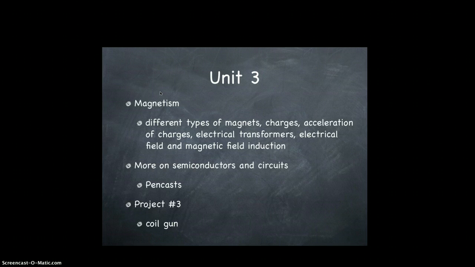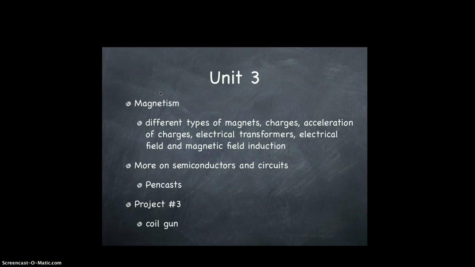Unit number 3 was all about magnetism. We learned about different types of magnets, permanent magnets, earth magnets. We learned about charges, which also tied into the static electricity topics from before. We learned about acceleration of charges, electrical transformers, electric field and magnetic field induction. And that, I mean, when you have an electric field through current, a magnetic field is induced, and in inducing that, magnetic fields also induce electric fields.